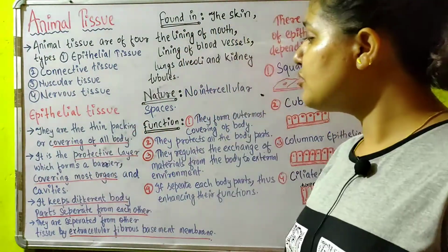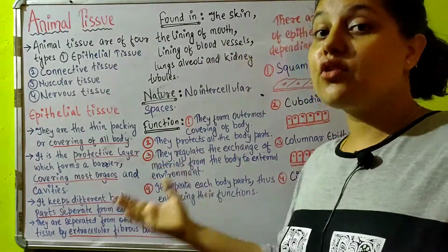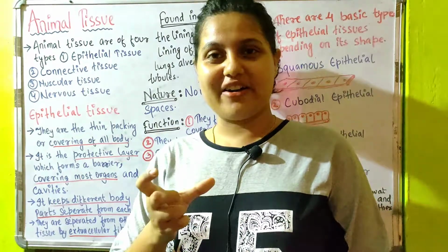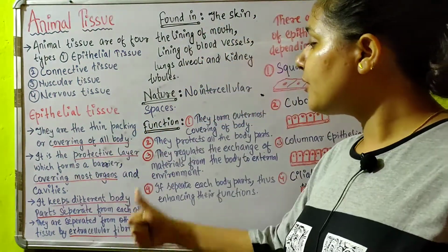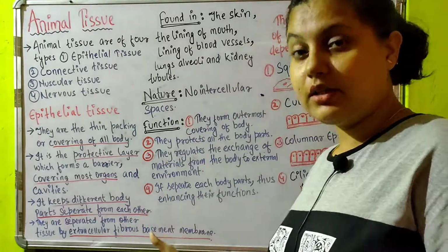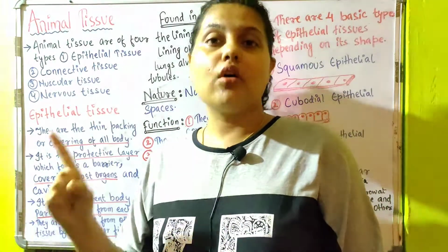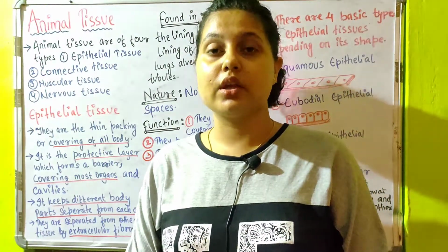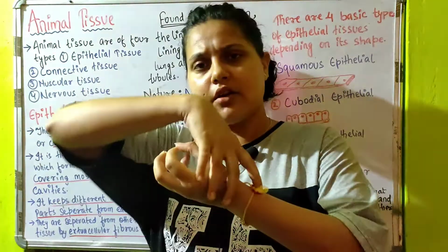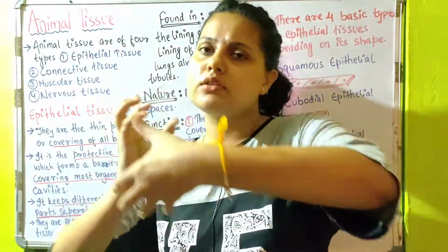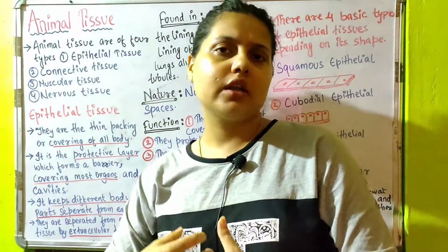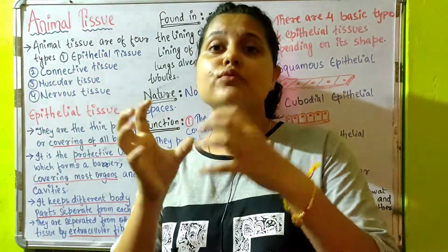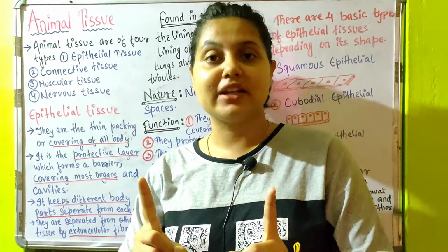Now you see, it also covers most of the organs. Not only does it cover our body, but it also covers our organs. It keeps different body parts separate from each other. Since it is covering each organ, it is keeping every organ separate from one another. If my heart is covered with epithelial tissue, my stomach is also covered with epithelial tissue, and my other organs are also covered, then what happens? They will not intermix with one another and their function will be effective and efficient.